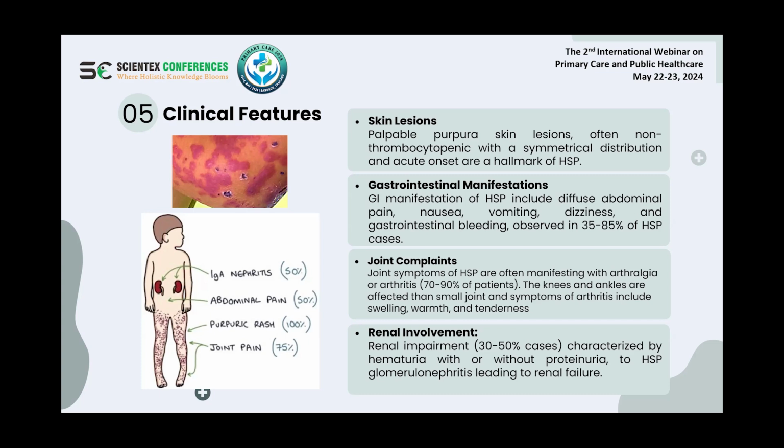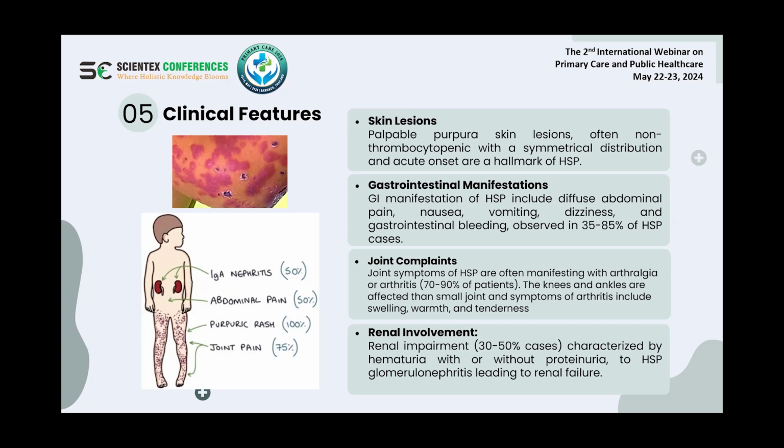Then the third is joint complaint, which is a common feature and part of systemic vasculitis. The symptom manifestations are arthralgia or arthritis, estimated to occur in 70 till 90% of patients. The knees and the ankles are the most affected, more than small joints. And the symptoms of arthritis include swelling, warmth, or tenderness.